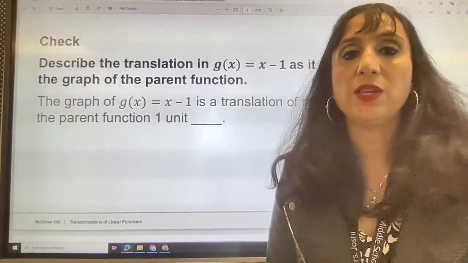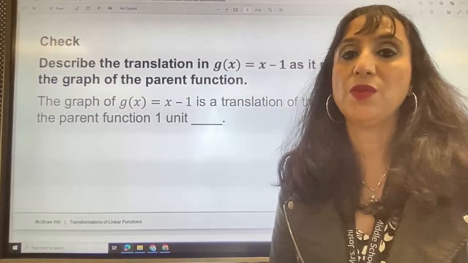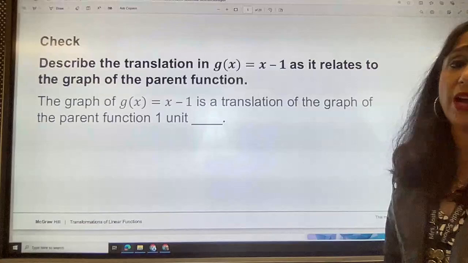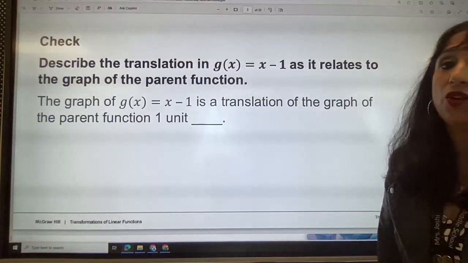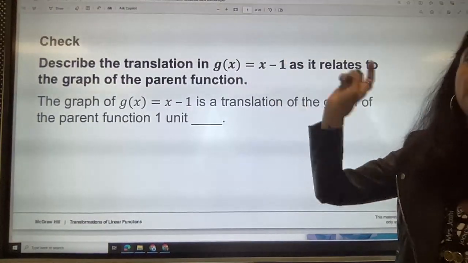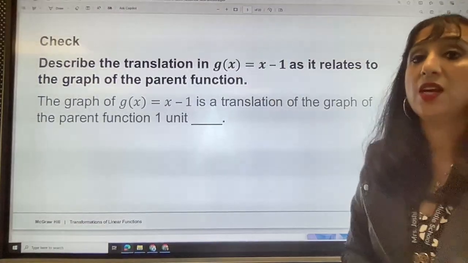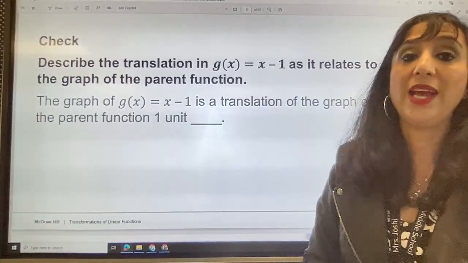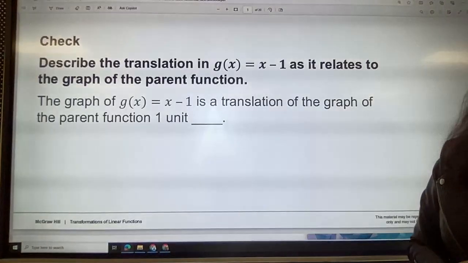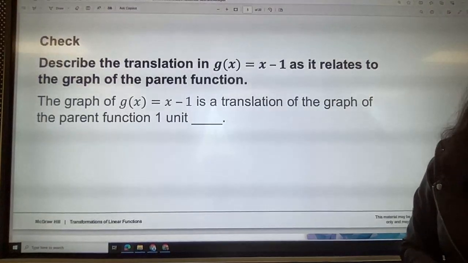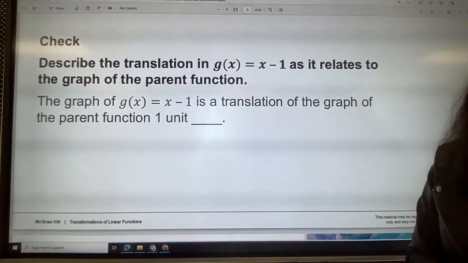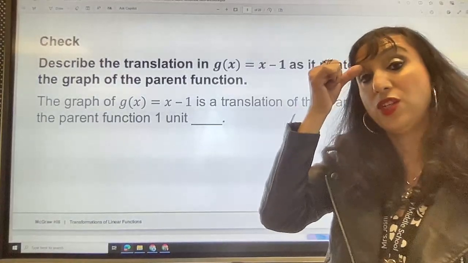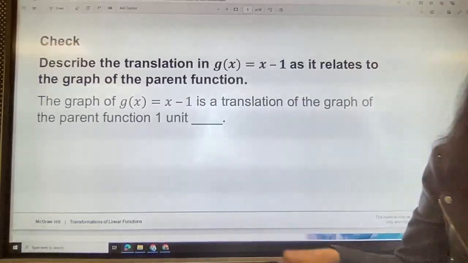So let's look at this one. The graph of g of x is equal to x minus 1 is a translation of the graph of the parent function 1 unit where. So if I look at the top part, it's saying describe the translation in g of x is equal to x minus 1 as it relates to the graph of the parent function. So where is this going? Because the constant is what? It is negative. It is a number less than 0. So therefore this is going to go 1 unit down.